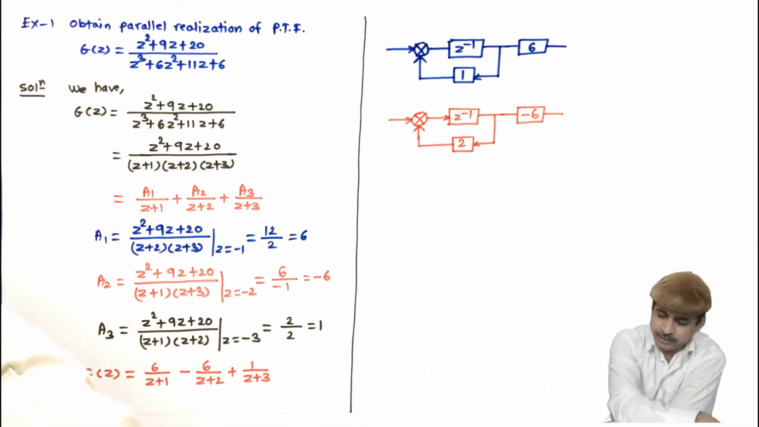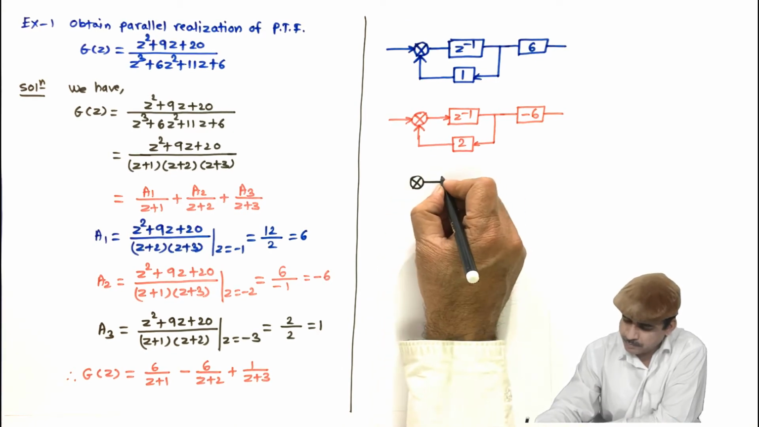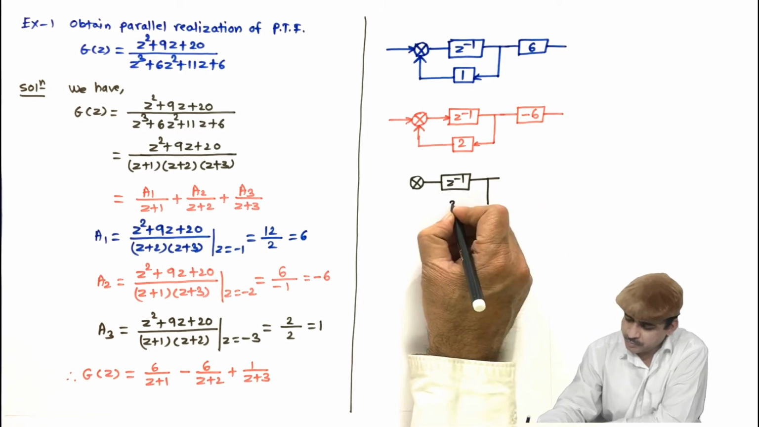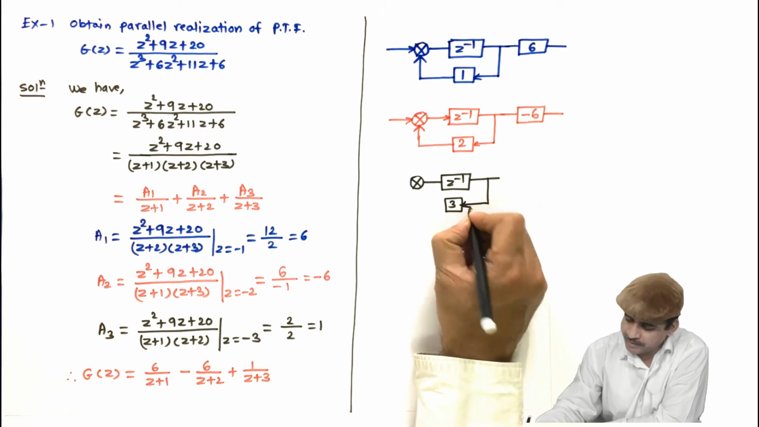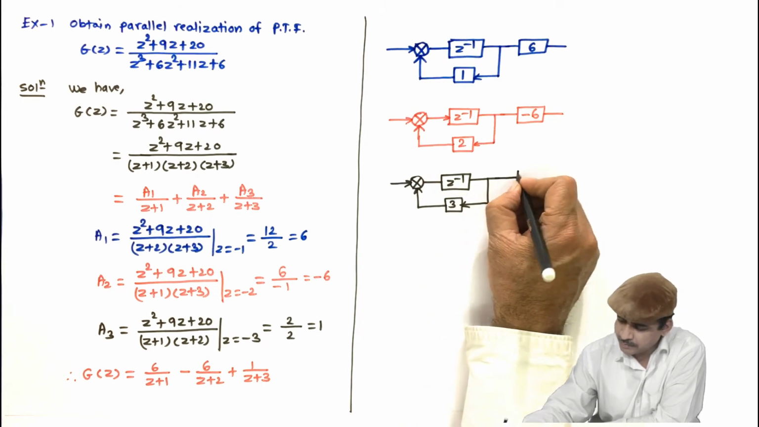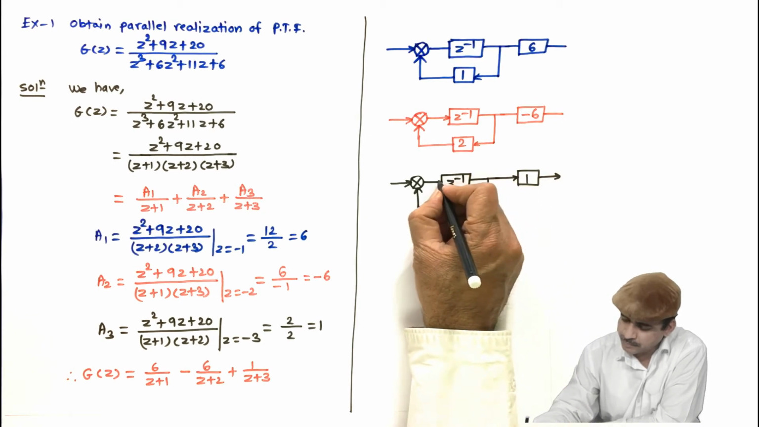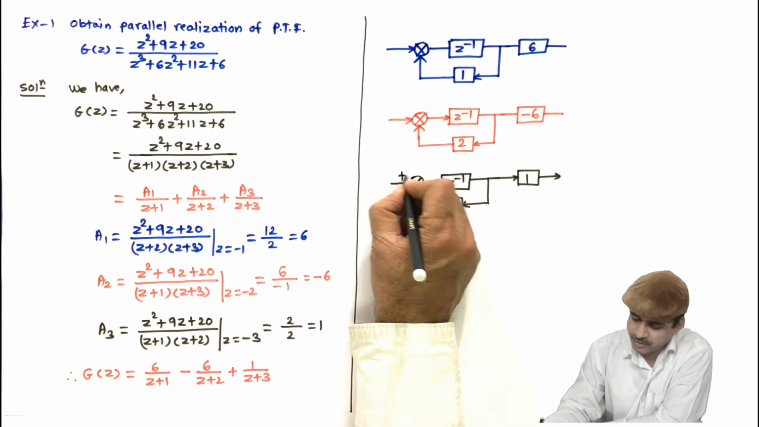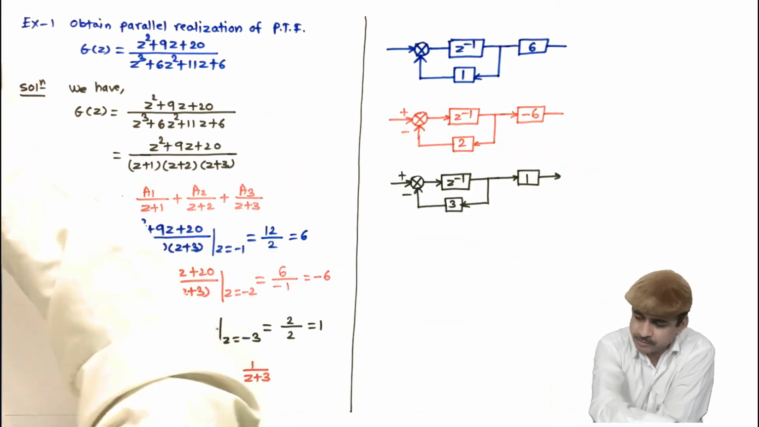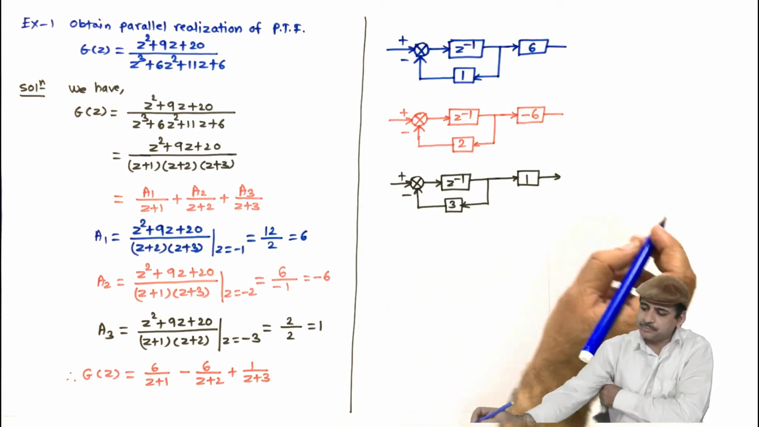And then for the third one, it's 1 upon z plus 3. So here I will get the block for the feedback is 3. And this will be 1. Plus minus, plus minus. Don't forget to mention the signs and arrows.